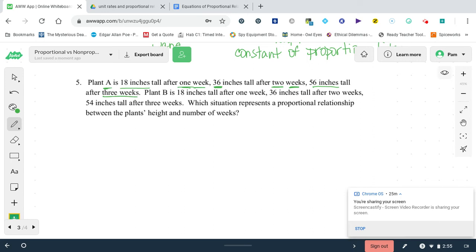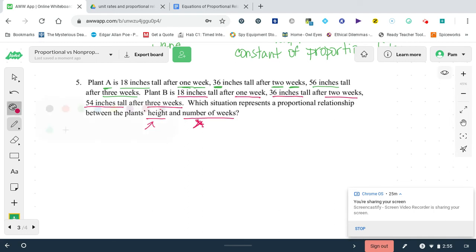All right, and then it says now you also have plant B. Plant B is 18 inches also after 1 week. It's also 36 inches after 2 weeks. But the third week is different. Instead of being 56 inches after the third week, it's 54 inches after the third week. So it says which situation represents the proportional relationship between the plant's height and number of weeks. So these are the two things we're going to divide: height and number of weeks.